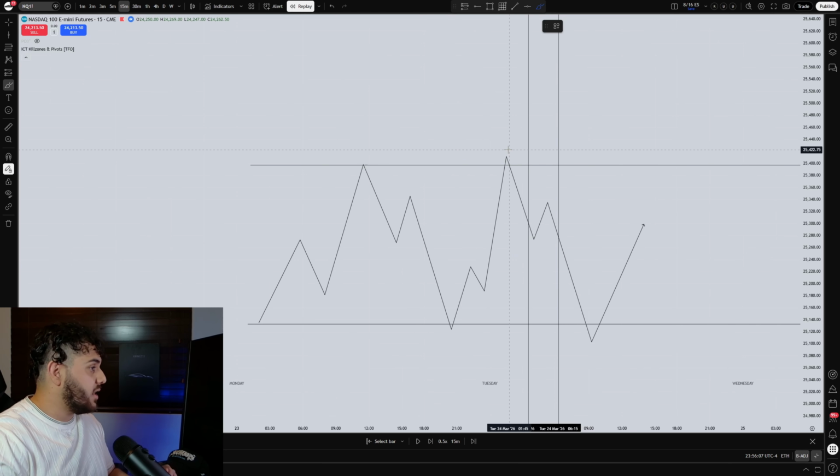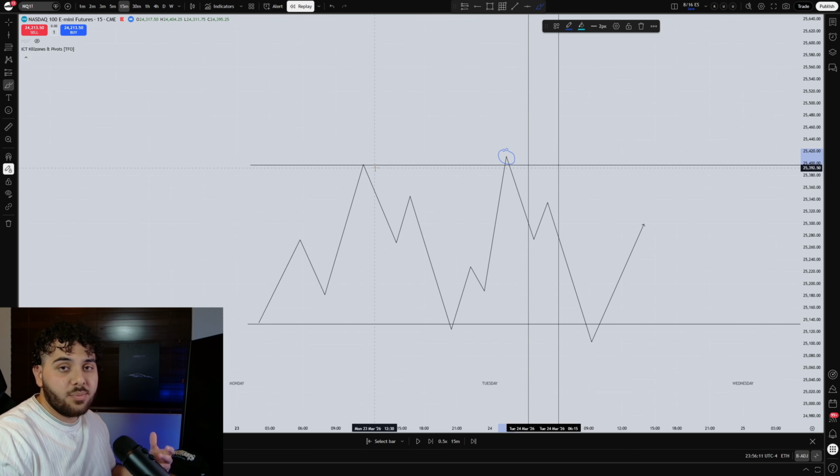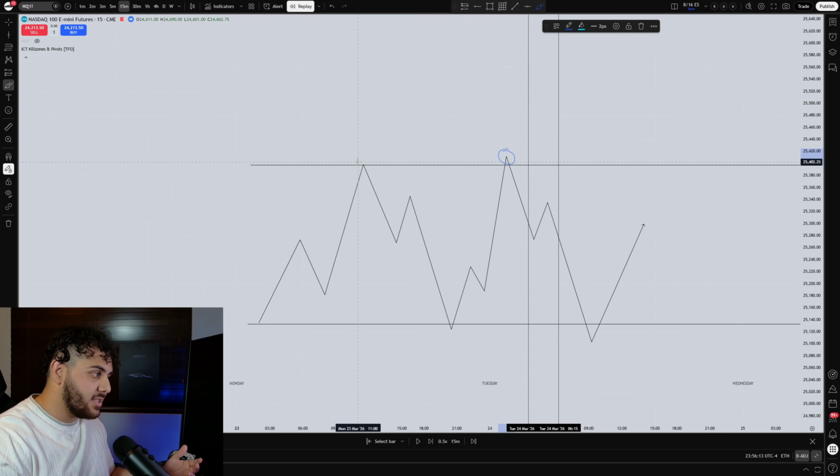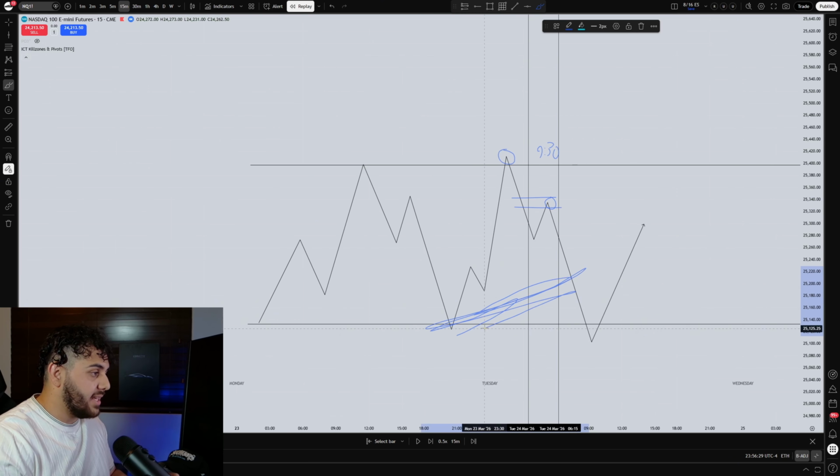So here's some key areas. Marking out this high right here, we took out this previous daily high in this instance. Coming over here, let's say this is 9:30 open. We come up, we find a fair value gap. This would serve as a great entry because we have this sell side down here and price has enough volatility for us to trade to liquidity.